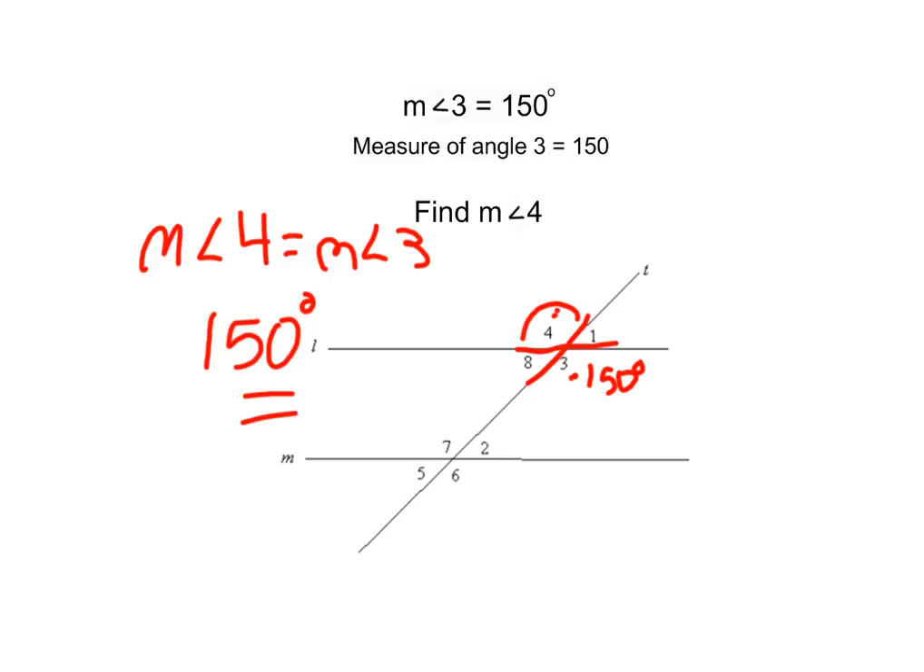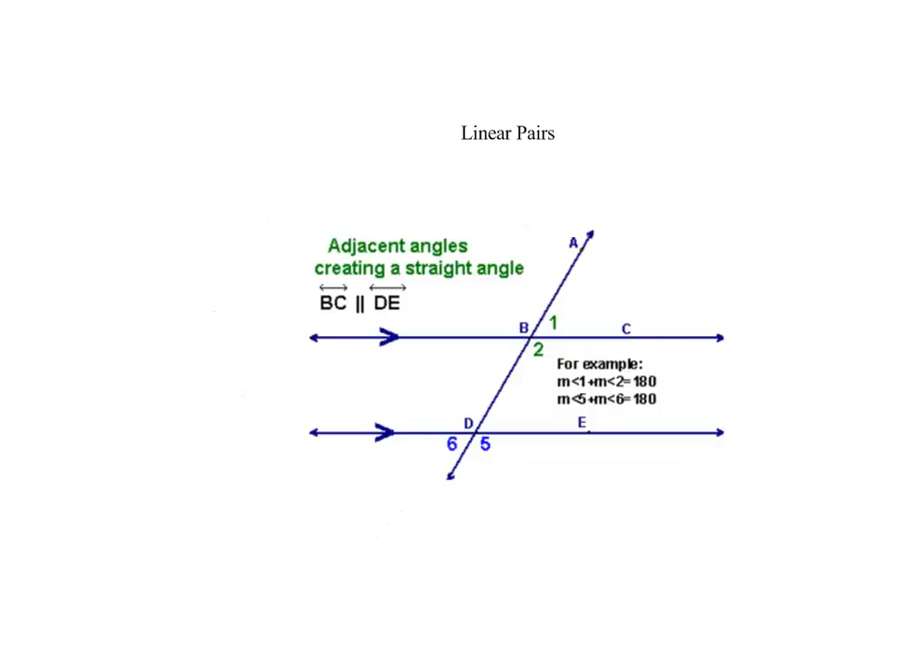And the last one we'll talk about is going to be our linear pairs, which is just a fancy way of saying we have a pair of angles that creates a line. So with 1 and 2, we can see angle 1 plus angle 2 is going to give me this straight line. Same thing for 5 and 6. They're going to give me this straight line here.